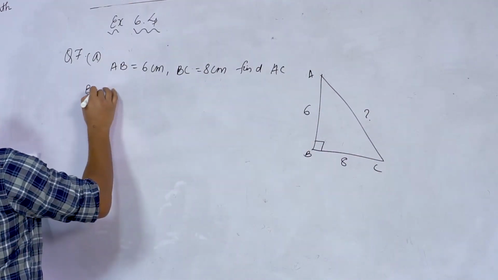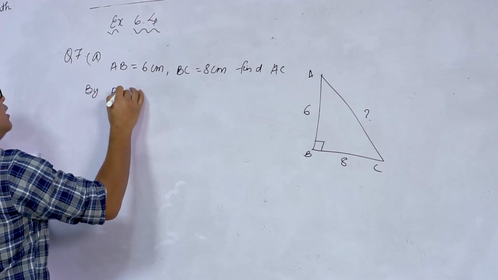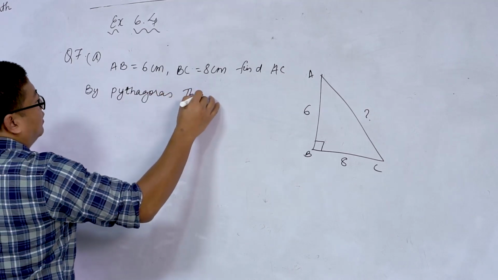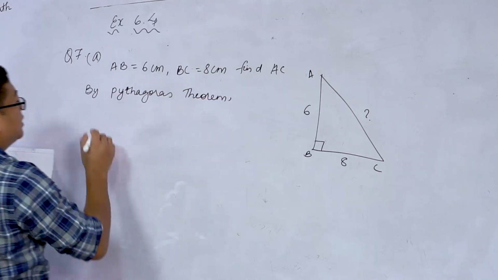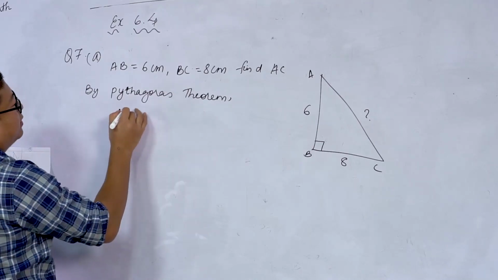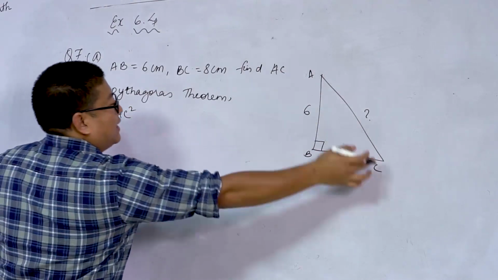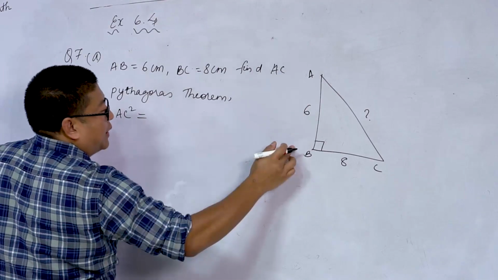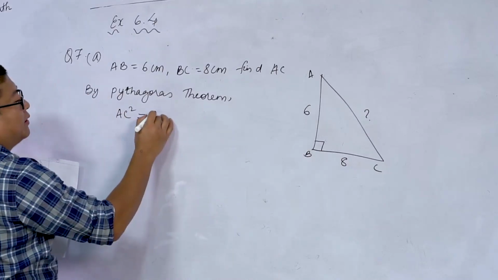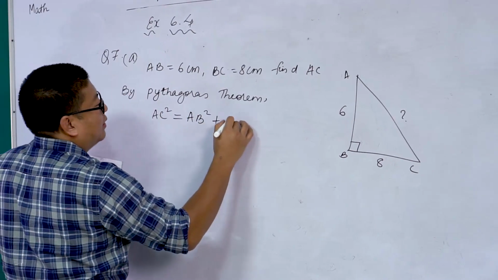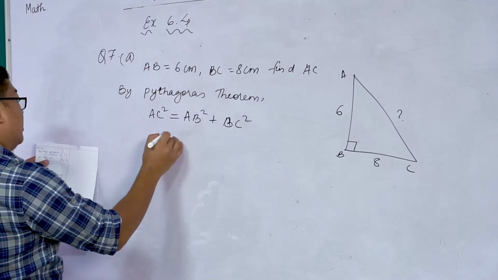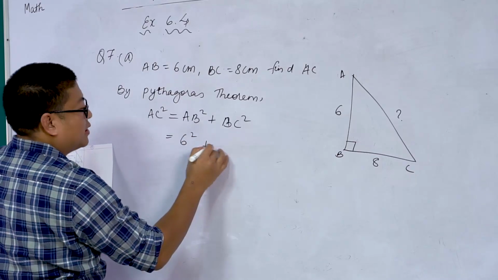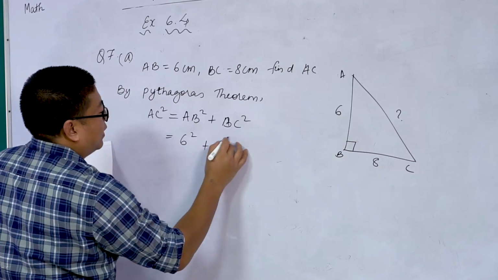There is a formula called Pythagoras theorem. We will use this. By Pythagoras theorem, it gives this formula: hypotenuse AC, the longer side is called hypotenuse, AC square is equal to perpendicular square plus base square. Perpendicular is nothing but AB square plus BC square. We know that AB is equal to 6, so 6 square. BC is equal to 8, so 8 square.